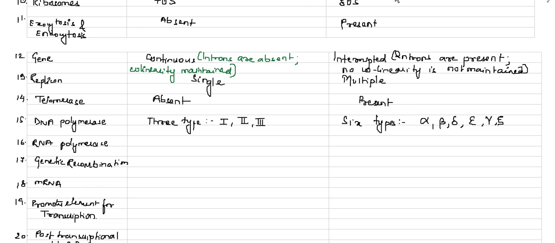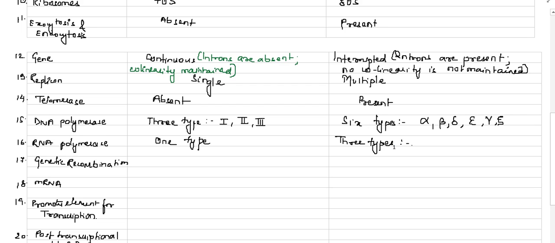So I have written it clearly for you, okay, by pausing the video. Next is RNA polymerase. This RNA polymerase is of only one type in prokaryotes and it is of three types in eukaryotes. What are they? Three types of RNA polymerase are required for eukaryotic cells.